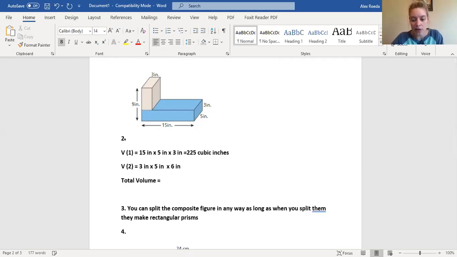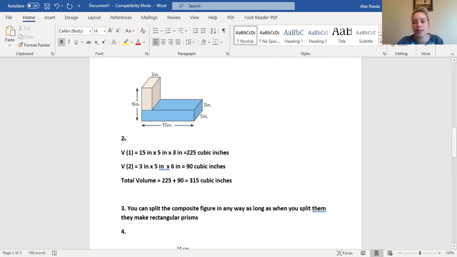Well, now I can multiply those values together. Okay, I know 5 times 3 is 15, and 15 times 6 is going to give me 90 cubic inches. All right, now I can go on to my last step here, where it's just to add those two volumes together. So I have 225 plus 90, okay? And if I add 225 plus 90 together, I am going to get a value of 315 cubic inches.